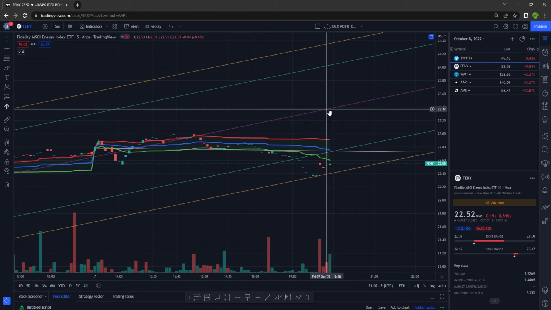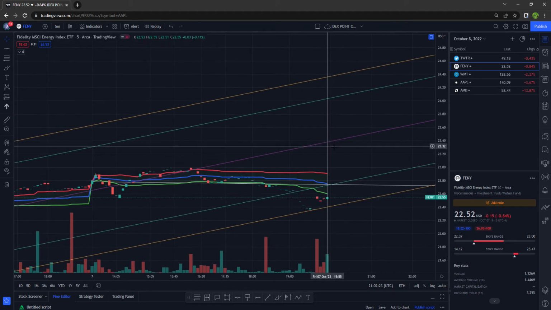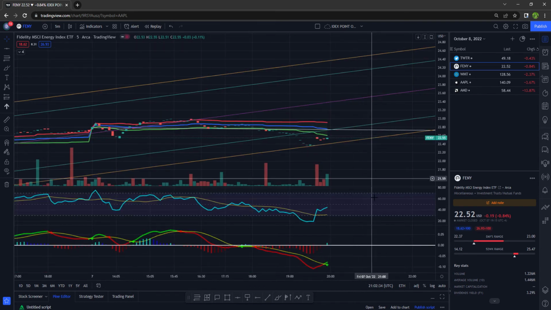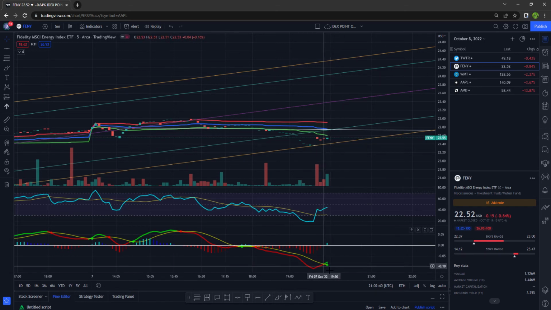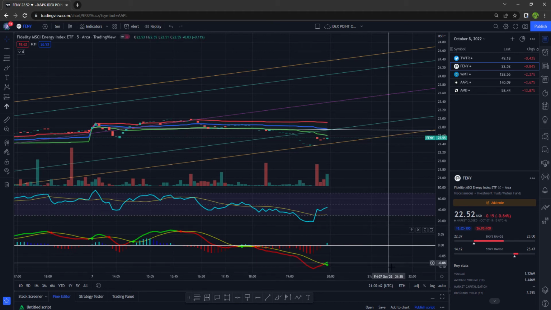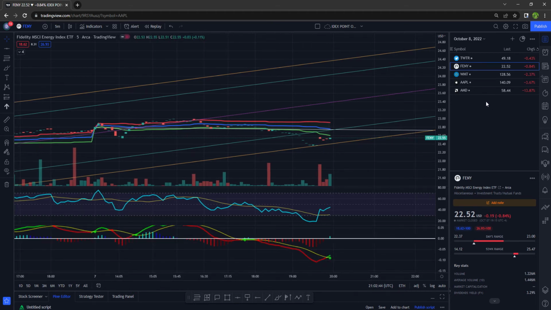22.74. Now, to the north side of that, at the middle of the trend, is 23.37. And above that is 24.04. And finally, 24.35. Let's take a look at the RSI. It is going up on the 5-minute time frame. We are at 44. The MACD just starting to cross over as well.